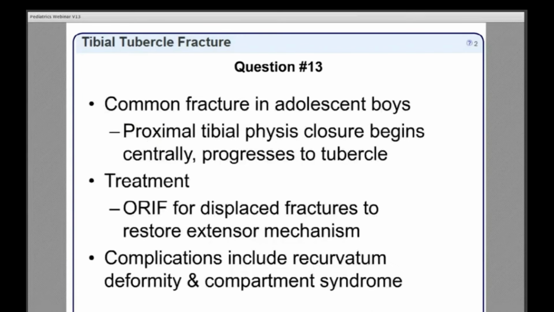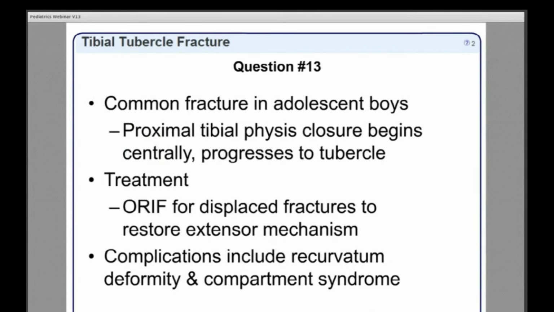So this is a common fracture in adolescent boys. The proximal tibial physis closure begins centrally and then progresses to the tubercle. And treatment consists of ORIF for displaced fractures in order to restore the extensor mechanism. Complications include recurvatum deformity and compartment syndrome.